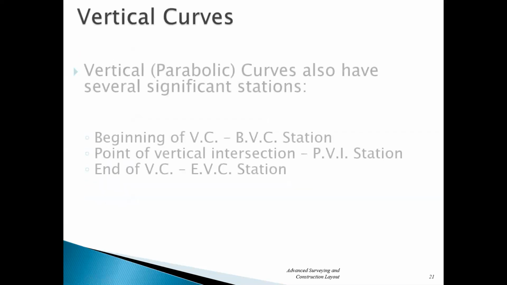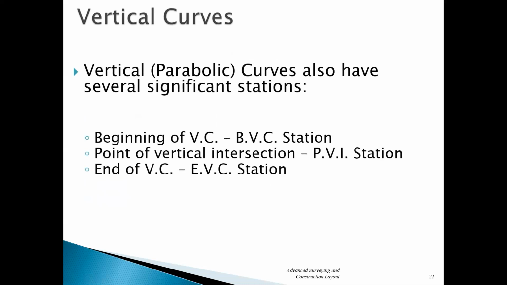There are some neat things about parabolas: they are very symmetric. So they also have real significant stations. Your BVC, which is the beginning of your vertical curve, and your EVC, which is the end of your vertical curve, and PVI, which is the point of vertical intersection. Some people call the BVC the PVC, point of vertical curvature, and some people use the term PVT, point of vertical tangency, for end of vertical curve. I think the set of plans I just showed you, they use PVT and PVC.